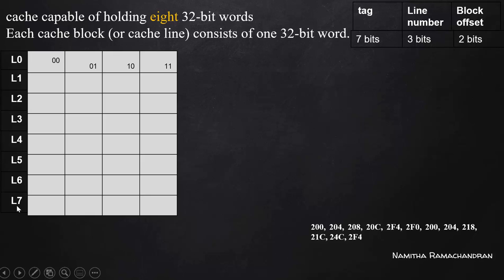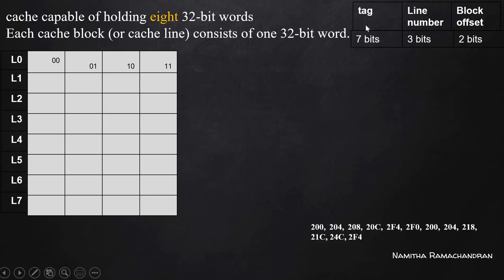And for the line number, how many lines are present? 8 different lines are present. For addressing each of these 8 lines uniquely, how many minimum bits are required here? 2 raised to 3 is 8. So 3 bits are required for this line number field. And 12 minus 3 minus 2 is 7.